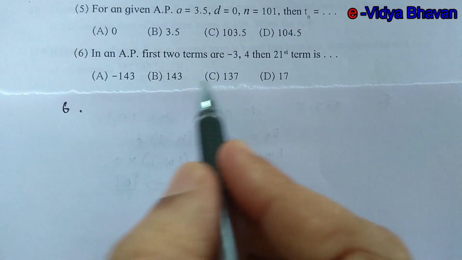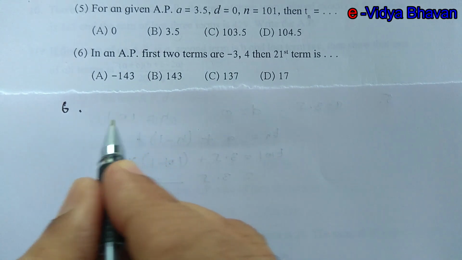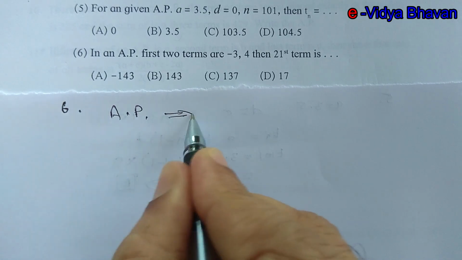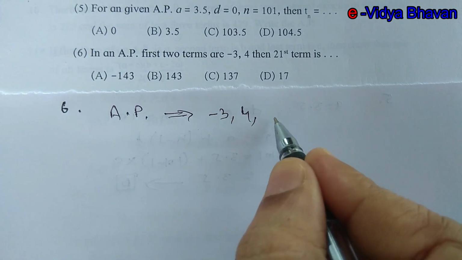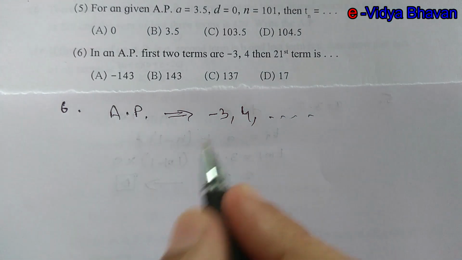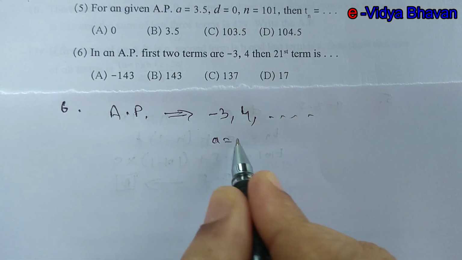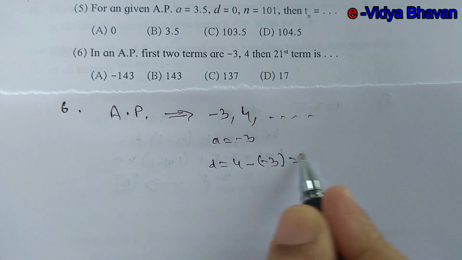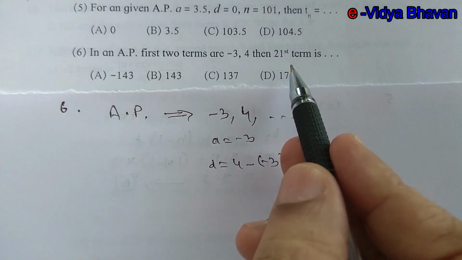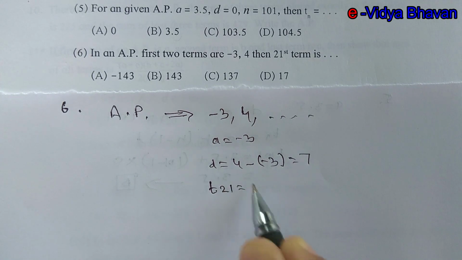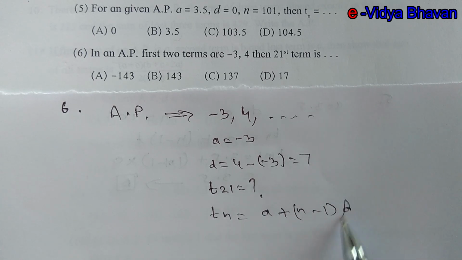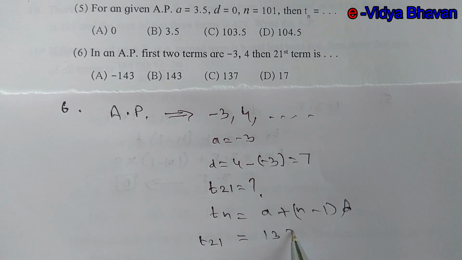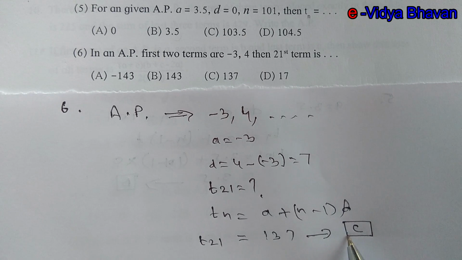Question number 6. They are given an AP. AP is given: minus 3, 4, and so on. First 2 terms are given. So here you will take a equal to minus 3, d equal to 4 minus of minus 3. This is going to give you 7. You are interested in the 21st term. So T21 is the question mark. Use the formula Tn equal to a plus n minus 1 d. And after solving, you will be getting T21 equal to 137. So the option will be C.